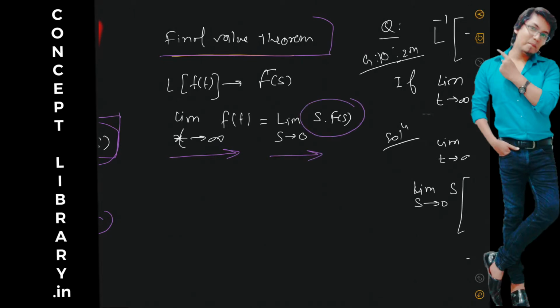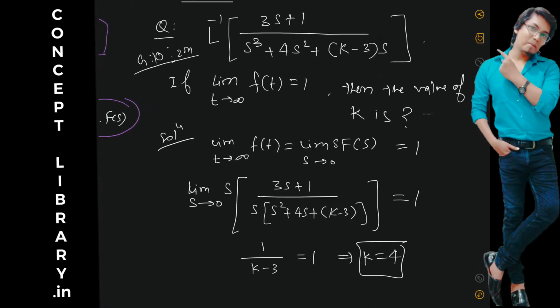Again, s into F(s). See one question, and they have asked this question in GATE 2010 for 2 marks. The Laplace inverse of this function, (3s + 1) / (s^3 + 4s^2 + (k - 3)s), is given. If the limit t tends to infinity of f(t) is equal to 1, then they're asking the value of k.